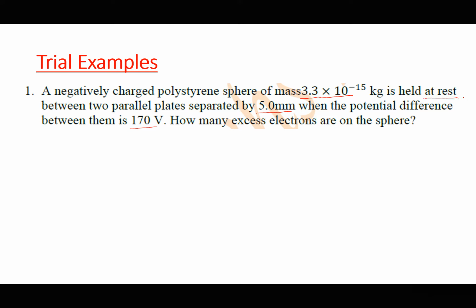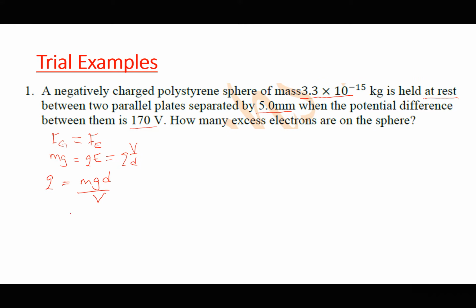Note that it is held at rest. That means the force due to the weight of the sphere should be equal to the force due to the electric field. That means mg should be equal to the charge times the electric field strength. Since they have given us V, this should be the same as charge times E, where E is V over D. So we want to find Q. Q is going to be mg times D over V. I'm making Q the subject from this expression.